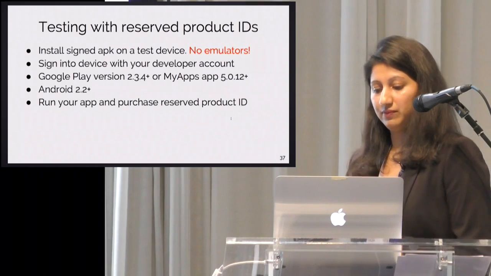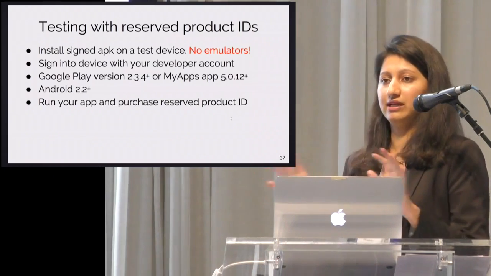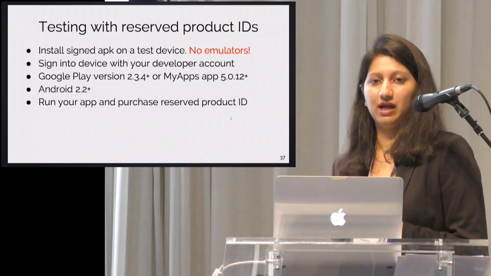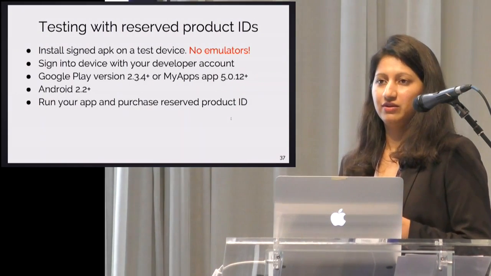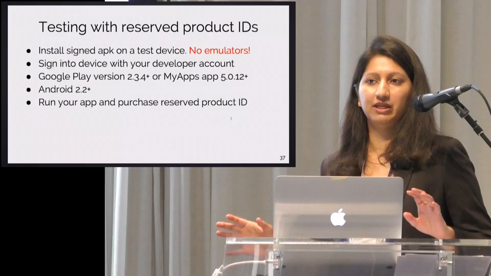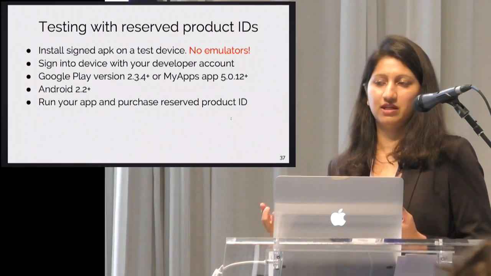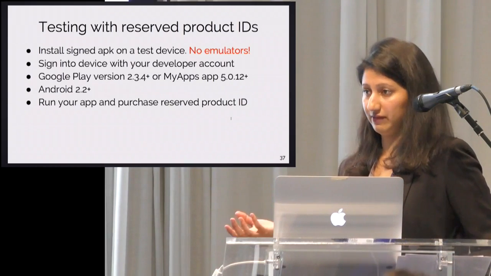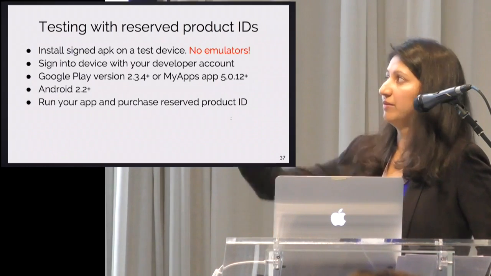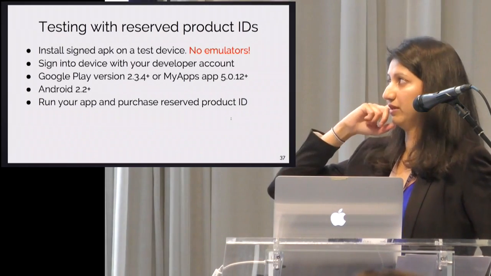For testing with reserved product IDs, make sure you have your in-app billing workflow set up in your app, sign your APK, and install it on a test device. You cannot test in-app billing on emulators, just because emulators don't come with Google Play services, and you need to have a Google Play app to test in-app billing. So sign into your device with your developer account. Make sure you have these versions of Google Play or My Apps and Android 2.2 and above.